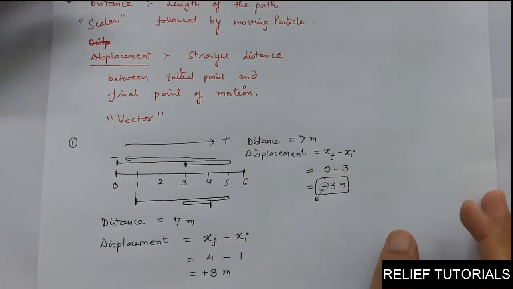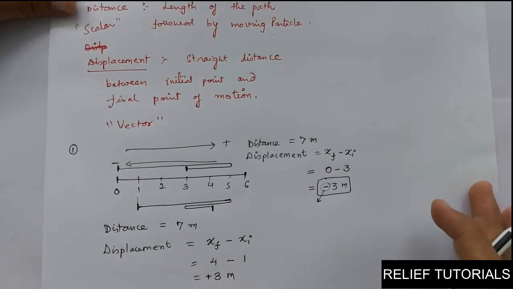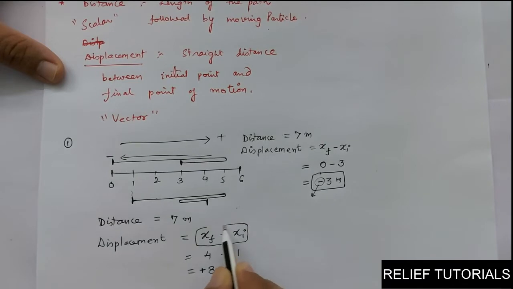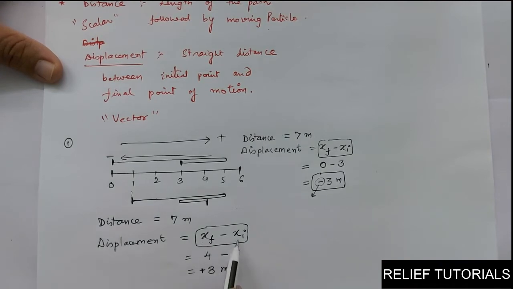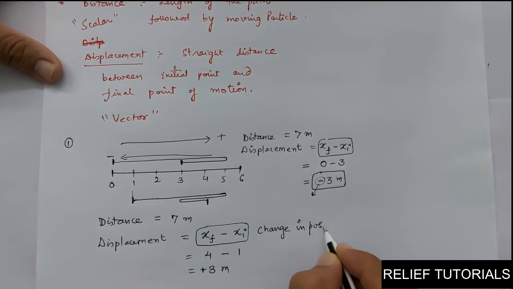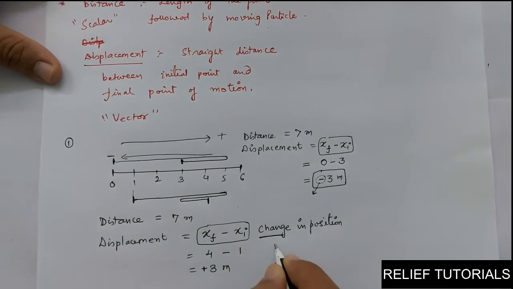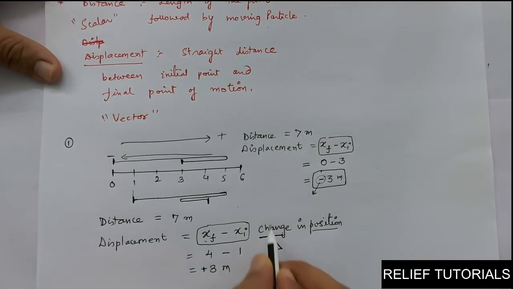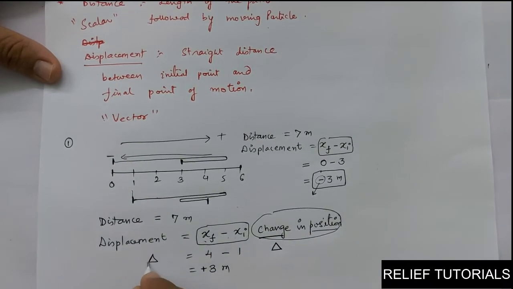Some other type of examples. Before going towards the other examples, how did we find the displacement in both these cases? We subtracted final position minus initial position. Final position minus initial position is also called change in position. In physics, change is described by delta. The symbol for change of any quantity is delta. So here, change in what? Change in position. The symbol for change in position is delta x. Delta means change, x means position.